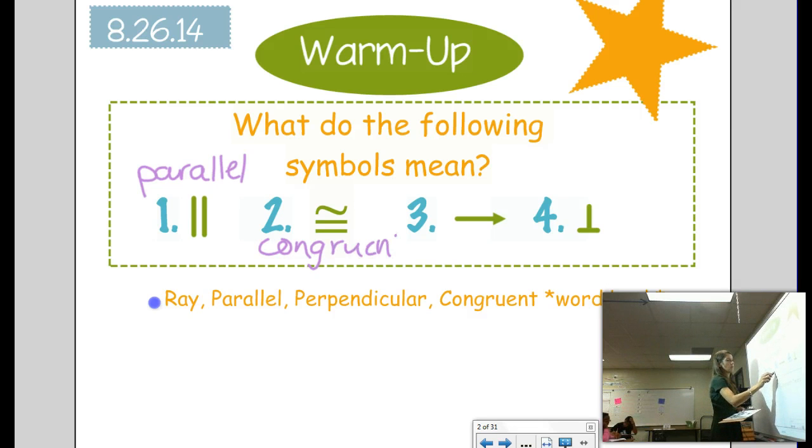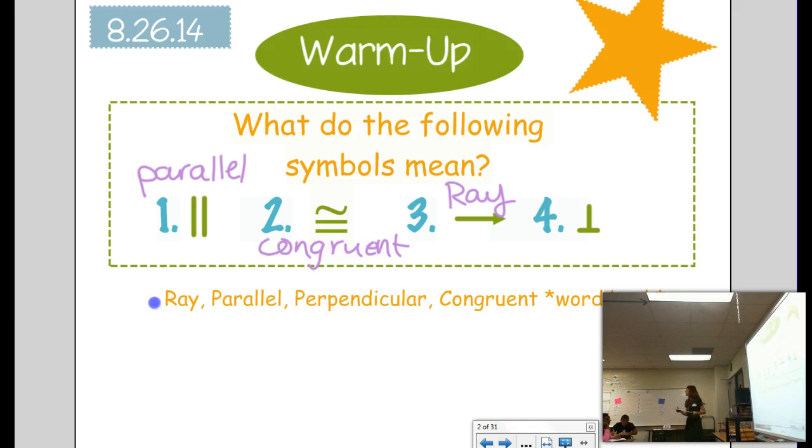That might be new or might not. It's like an equal sign with a squiggly on top. Elijah, what do you think about number 3? A ray. Yes, very nice. That is a ray. It's not a line, it's not a segment, it's a ray.